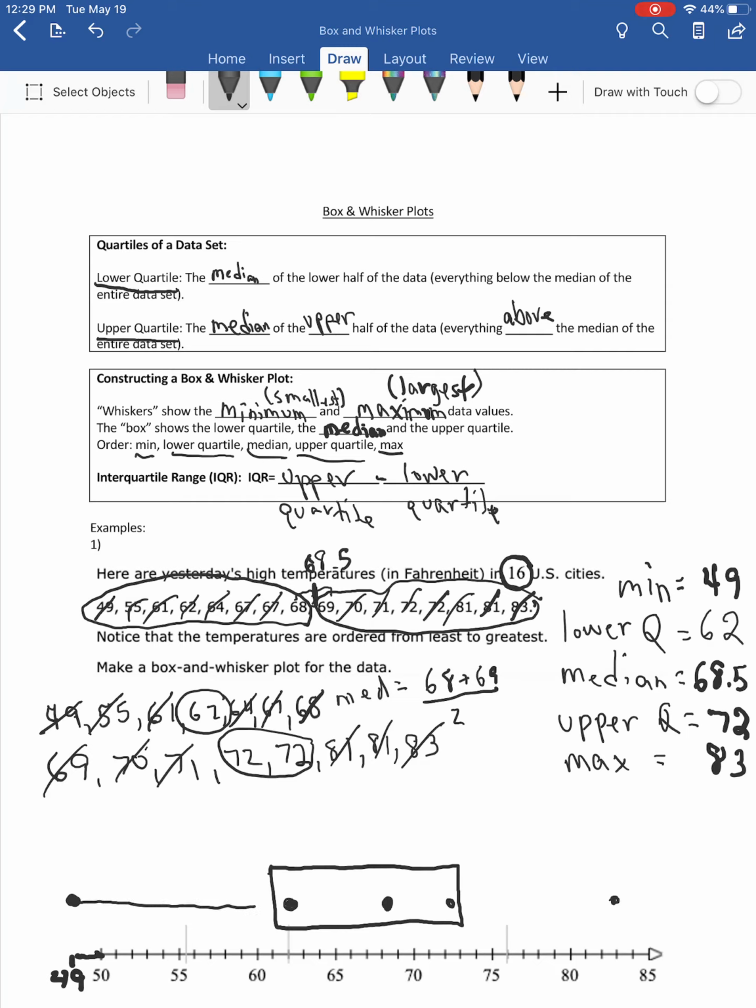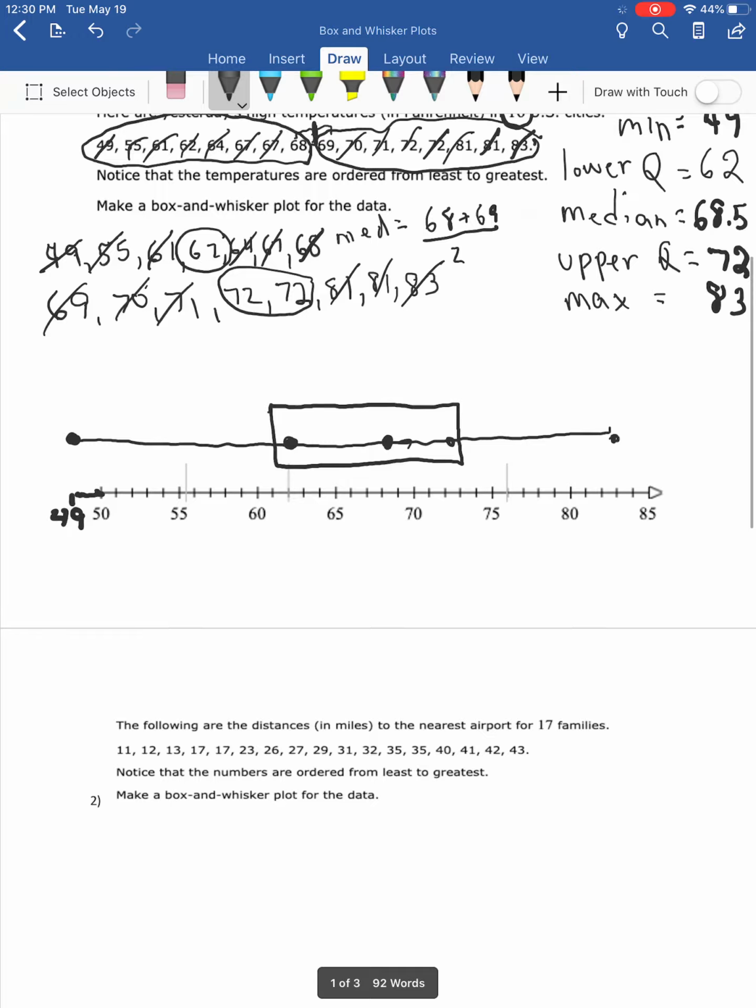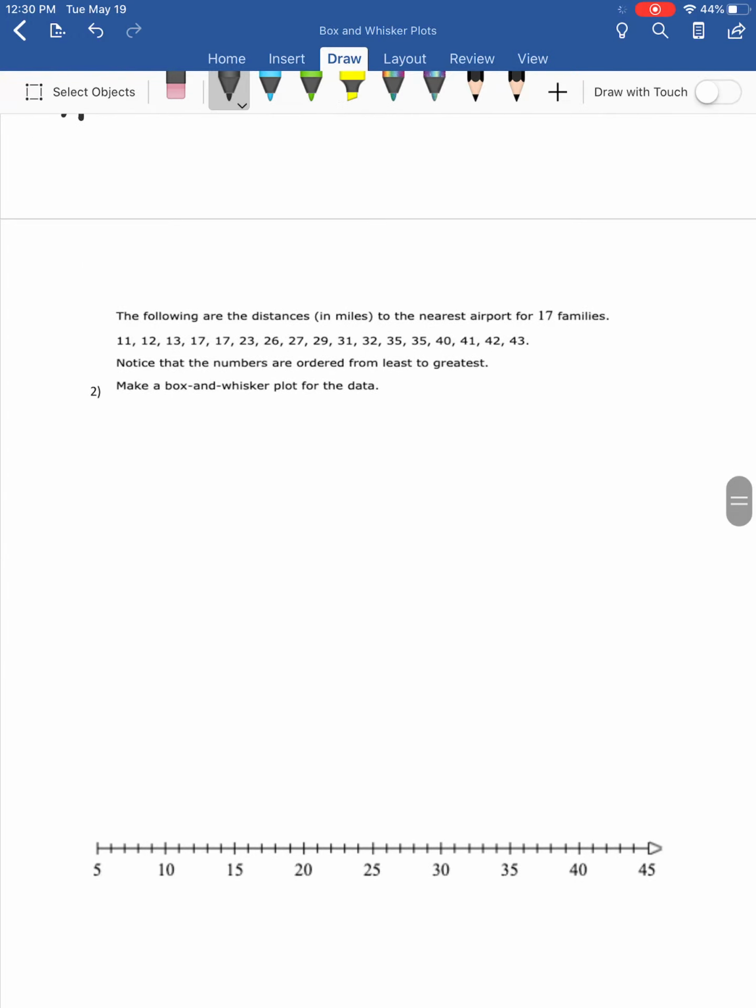And connect everything, okay? That's your box and whisker plot. Okay, let's try another one.